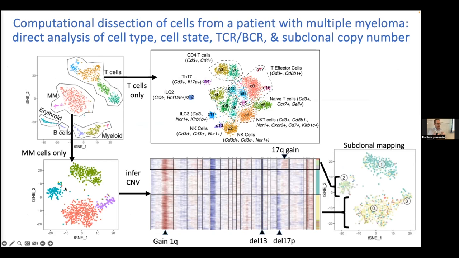And in this case, we actually had two samples. We had before treatment and after treatment. And the treatment that they were on was an FGFR3 inhibitor. And it actually worked very badly. And actually, that drug's been taken off the market now because all the patients were progressing. So we wanted to understand why that was.